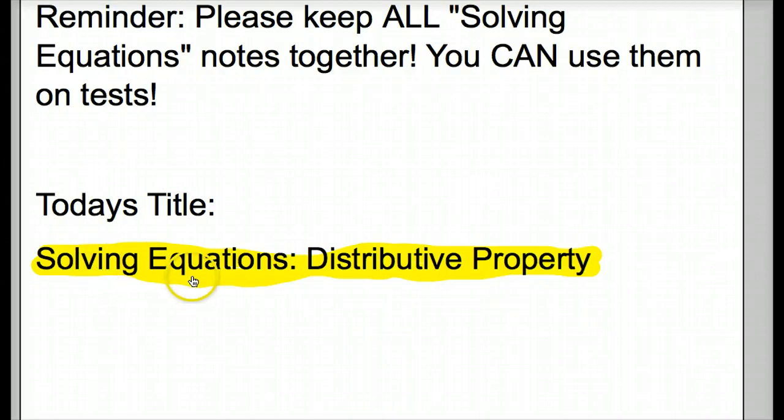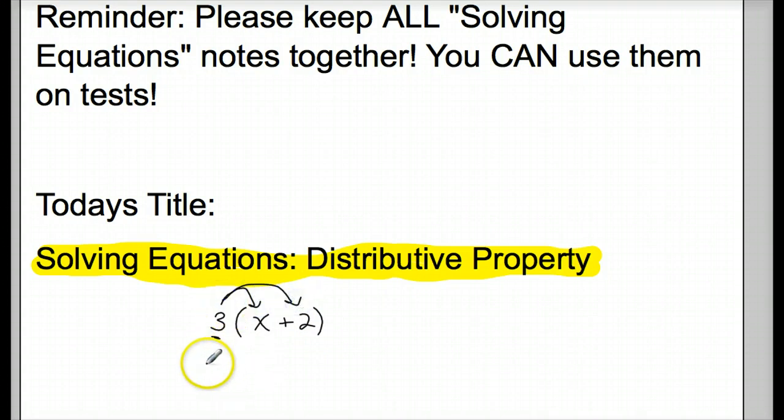Your title today is Solving Equations, and we are using distributive property. So, distributive property, just to do a little review, is let's say you have a 3 on the outside and you have an x plus 2 on the inside. We want to distribute this 3 to both numbers or variables or terms on the inside. So we're going to multiply the 3 by the x and the 3 by the 2. So our final answer would be 3 times x plus 3 times 2.